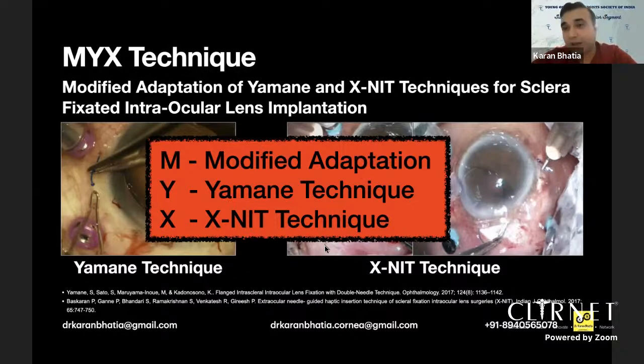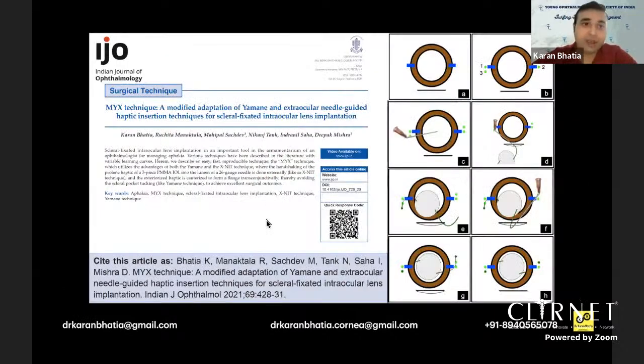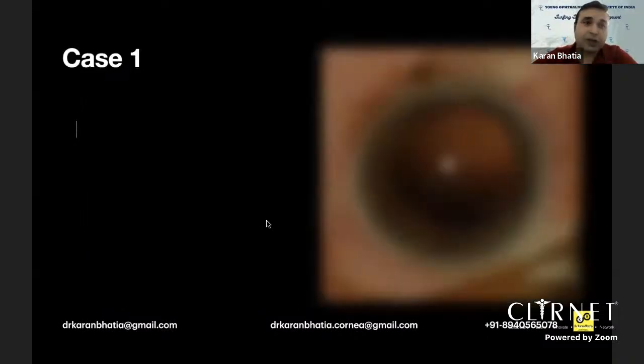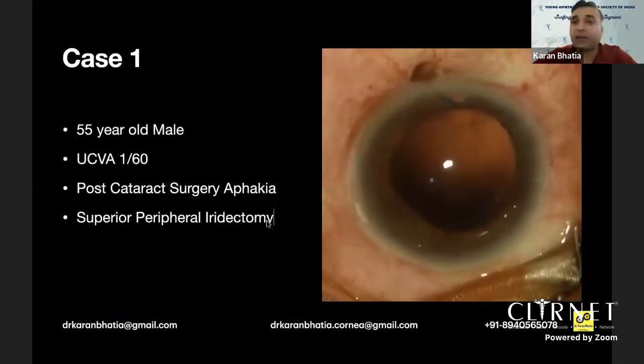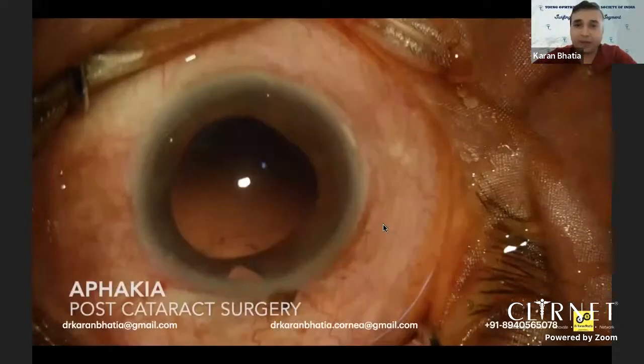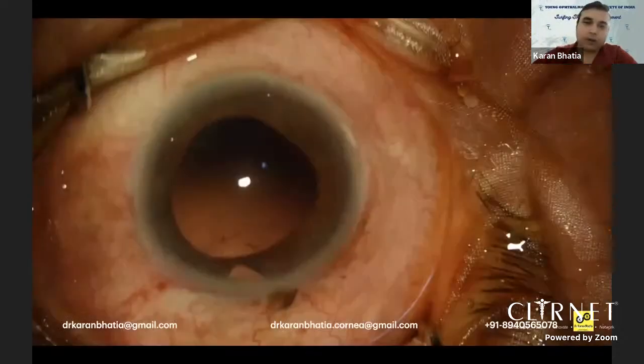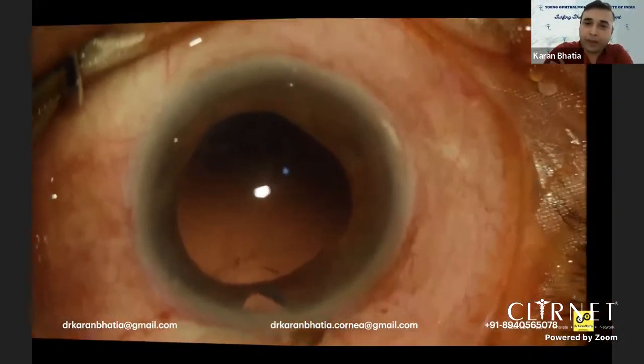A lot of people are using this technique now, and they are writing it as modified Yamane, but actually it is modified Yamane and X-net. That is why it is known as the MYX technique. We had published this in the Indian Journal of Ophthalmology as well. So let's take a look at a case. This was a 55-year-old gentleman with post-cataract surgery aphakia, and you can see there's a PI as well. Let's get to the surgical video.